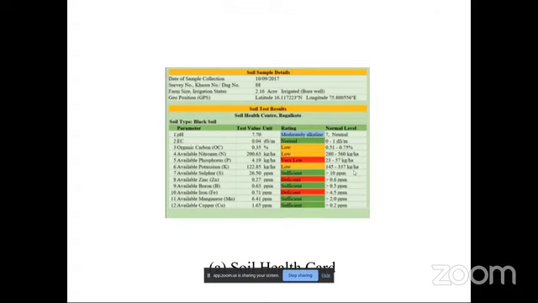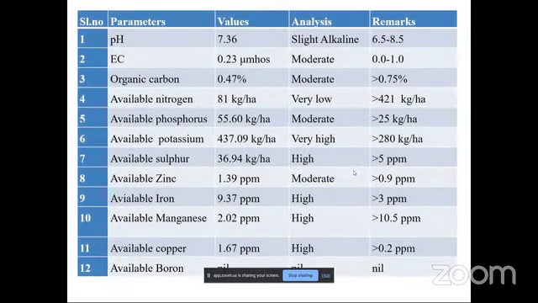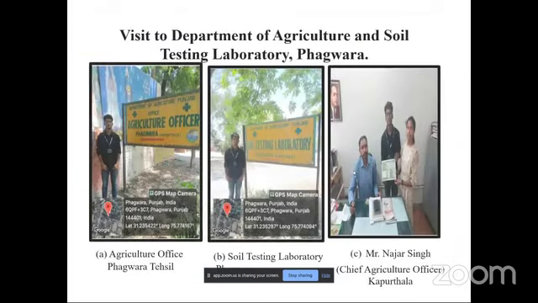Green color shows sufficient. That means you should not apply excess nutrients. These are the remarks, the analysis of the soil. 12 parameters are there, and different values show the analysis, whether it is moderate, low, or high. There is a Department of Agriculture soil testing laboratory in Phagwara.